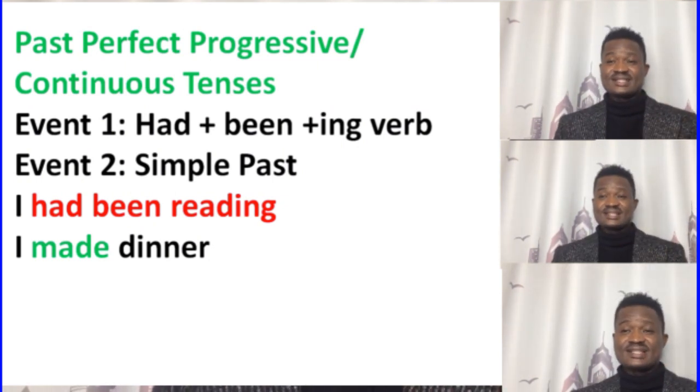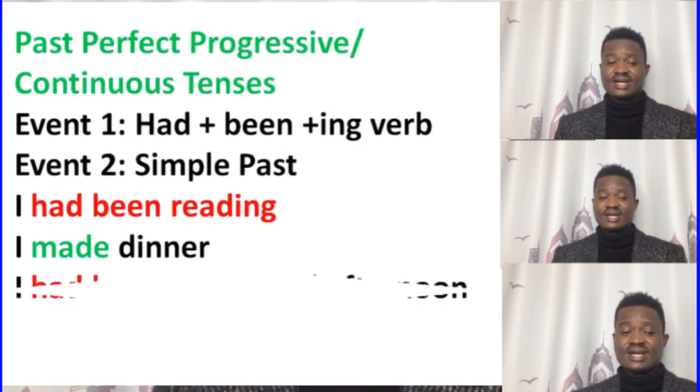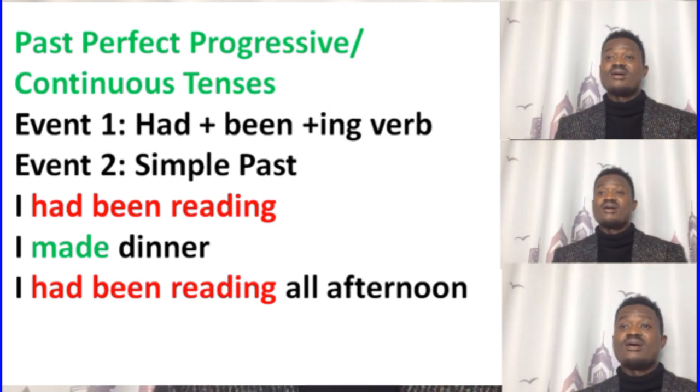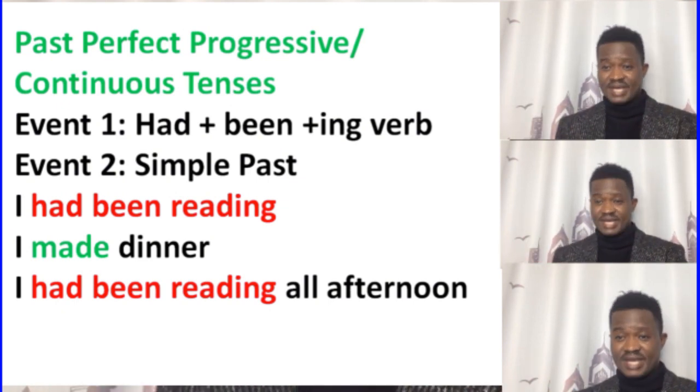So now we put the sentences into one. Now you gotta see we have the main clause and the subordinate clause. So let's see. All right. I have been reading all afternoon. So I have been reading all afternoon. This is the past perfect progressive. And this is the main clause.